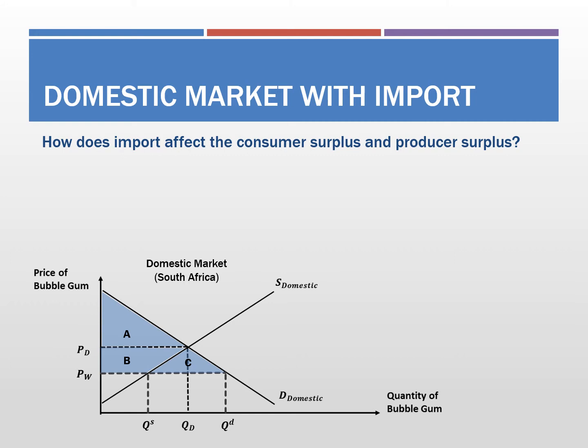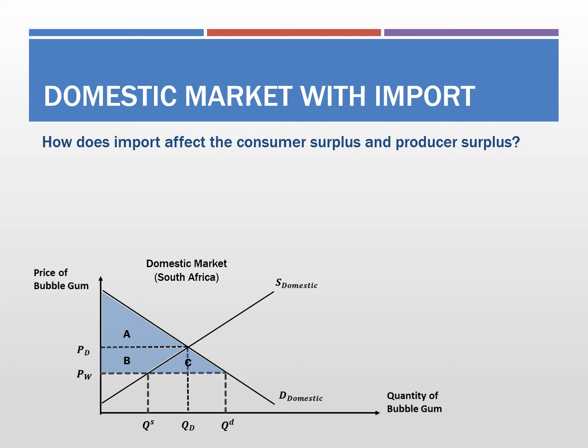So if you think a little bit more carefully on this graph, you probably find the answers. As you know, the domestic supply curve represents the domestic producers in South Africa. And now we know that the market price in South Africa for bubblegum is going to drop to PW, which is a much lower price than the previous domestic equilibrium price. In this case, that means the domestic firm will only be able to charge the price of PW.